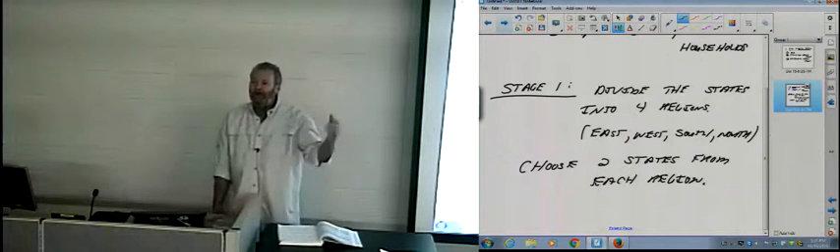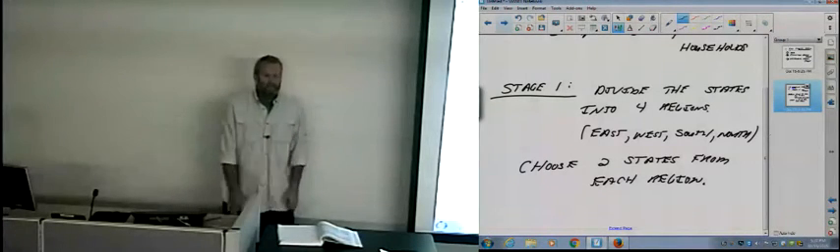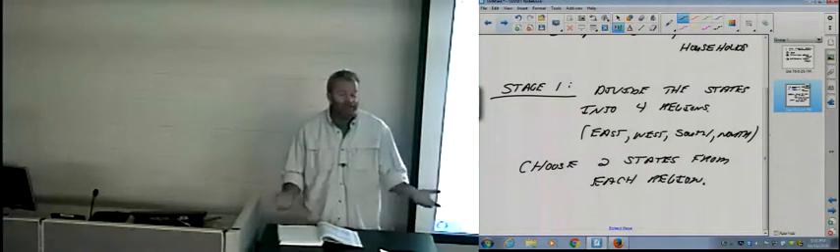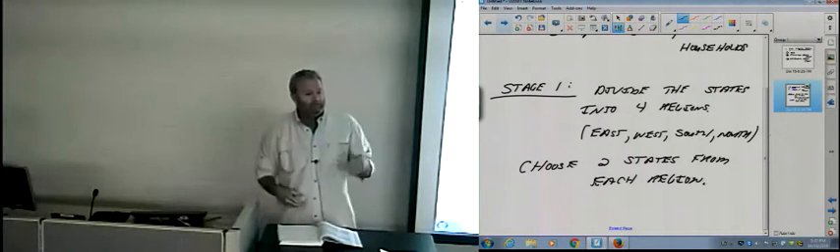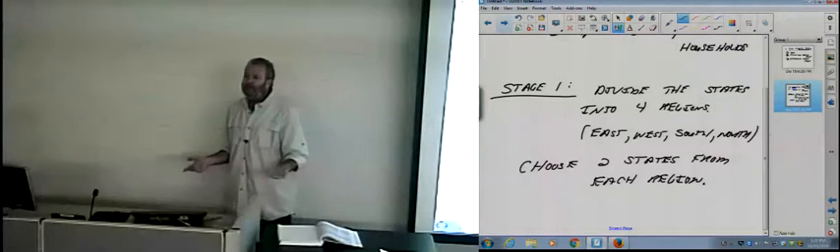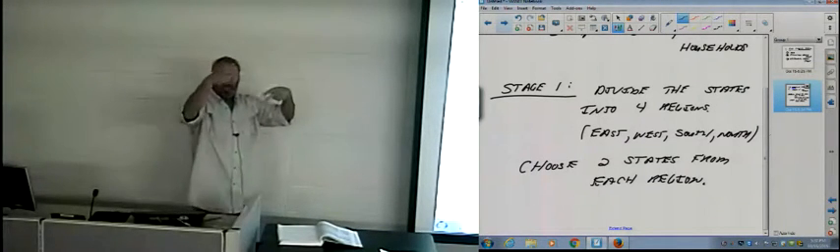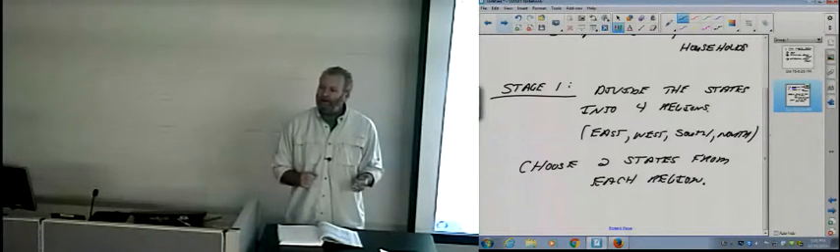So there'll be 2 out of the east, 2 out of the west, 2 out of the south, 2 out of the north. What did I just do? What kind of sampling is that? What was the first thing I did? I divided the population into, that's a stratified random sample I just did, yes? I divided the states into 4 regions, and then I took an SRS of 2 of them out of each one of the regions. That's a stratified random sample right there, right?